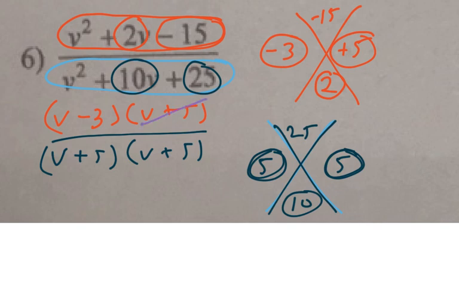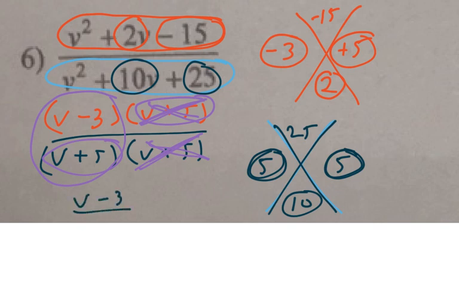Notice, though, I can cancel v plus 5 out. Now, there's only one v plus 5 in the numerator. Don't cancel out both of them down here. I'm going to cancel out this v plus 5 with this v plus 5. So that leaves me this as my answer. So my final result is v minus 3 over v plus 5.